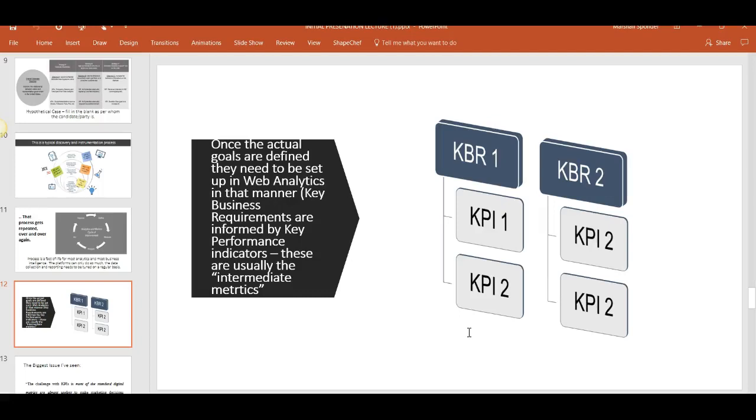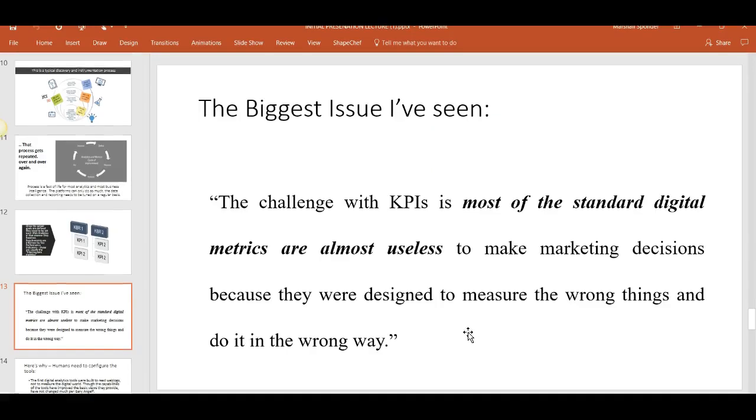And these key performance indicators, the KPIs, are the actual things that get pulled from the analytics, whereas the key business requirement is the need to have the website, what it's supposed to do. So there's a difference. We eat to stay alive, but our key performance indicator is, does it taste good, or something like that.